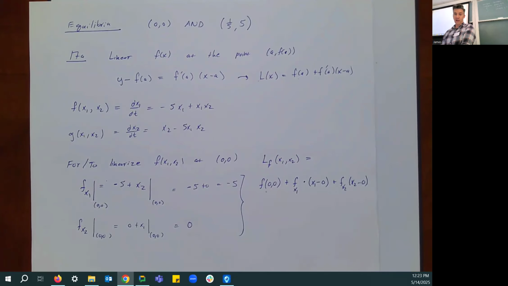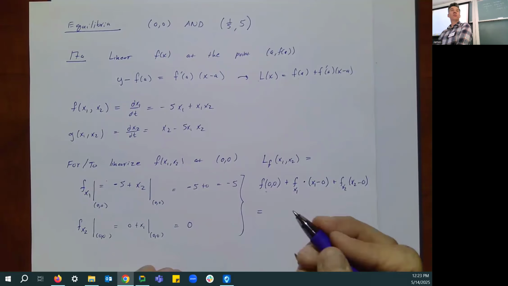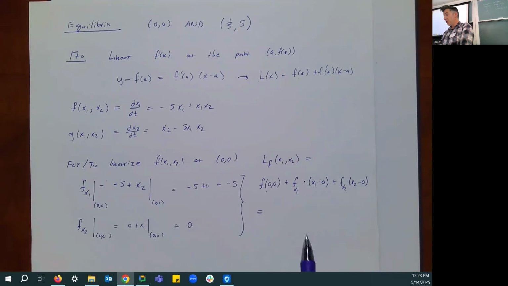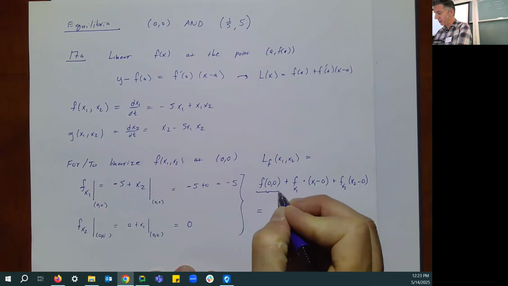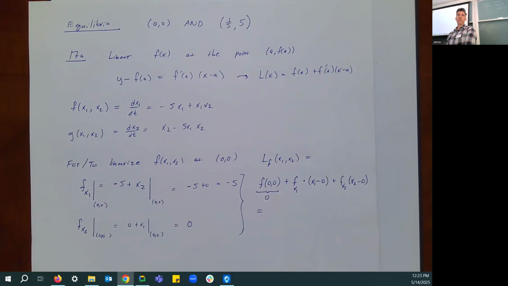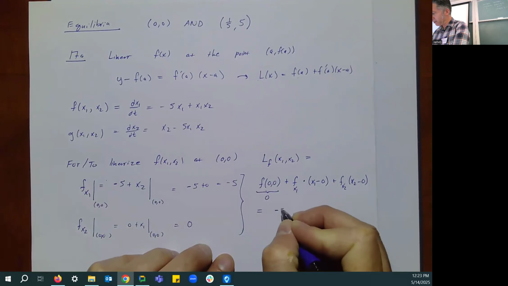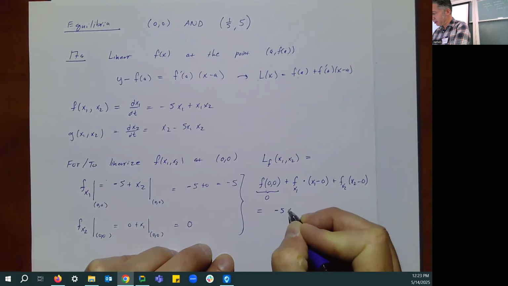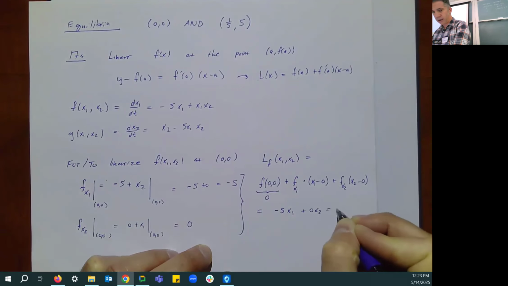In this case, it's going to end up looking like f of 0, 0, which should be 0. Fun fact, this part is always going to be 0, no matter what we're plugging in, because we're plugging in an equilibrium, and the equilibrium is the point that made this equal 0 in the first place. So that part's going to equal 0 forever and ever, no ifs, ands, or buts about it. The partial f with respect to x1 we just found was negative 5 times x1 plus 0 times x2, or just negative 5x1.